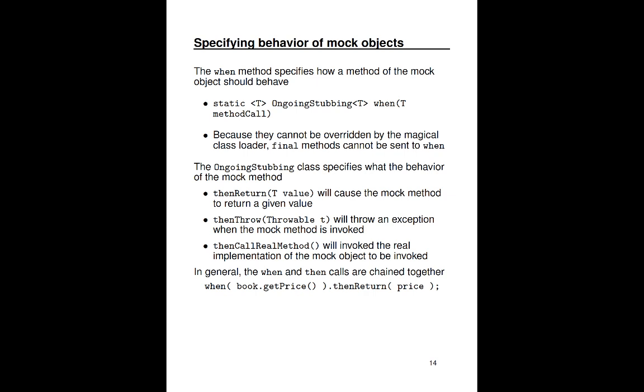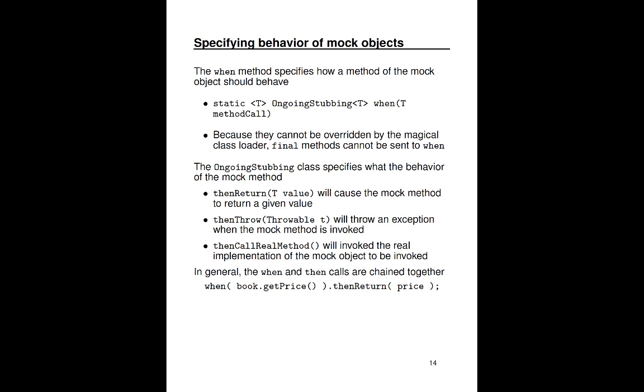Now, note that if you're mocking an object that has final methods, which interfaces won't have, but a class might, you can't use when with final methods because, well, they can't be overridden. Behind the scenes, Mockito does a lot with overriding methods in order to provide the bookkeeping that it does. So after you've invoked when, it returns this object called OngoingStubbing, and it provides methods that specify what behavior the mock object should have when that method is invoked.